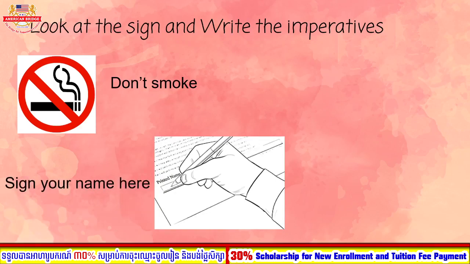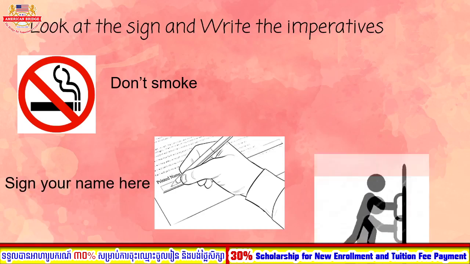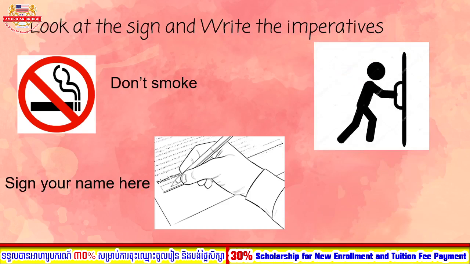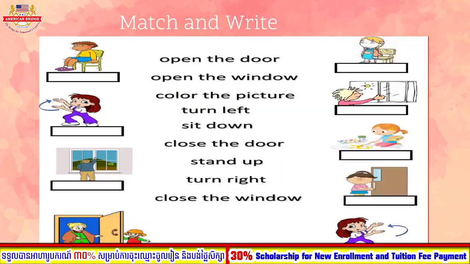It's like the man holds the pen because he needs to write his name and he needs to sign the name also, right? How about this picture, everyone? It looks like someone pulls or closes or opens the door. Can you guess this one? What is the word that we need to use? Great, the word that we need to use, this one, is close the door, right? Okay, so now let's move to the next one.